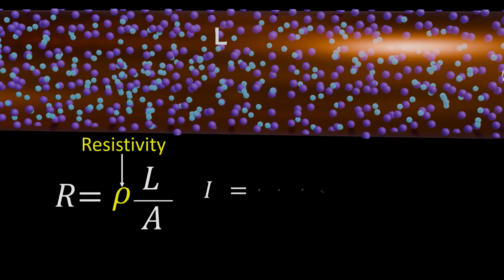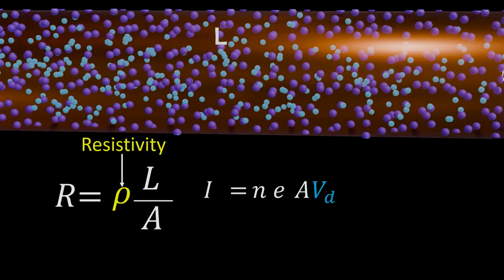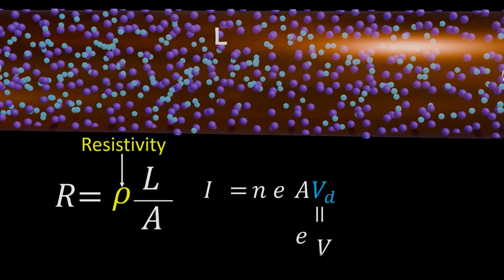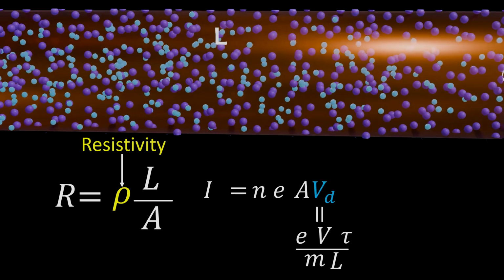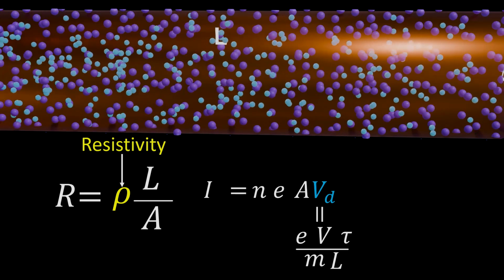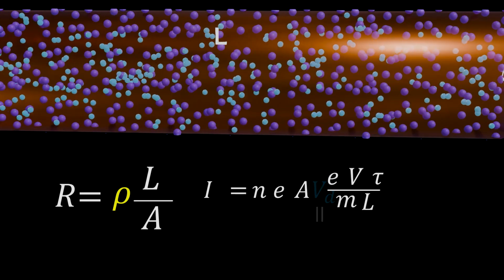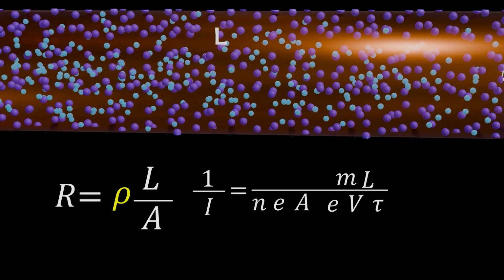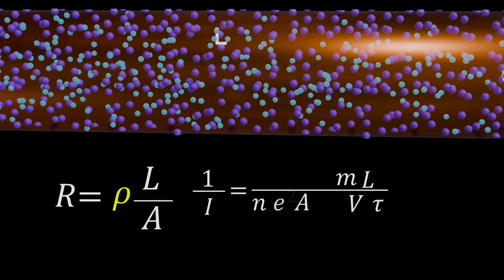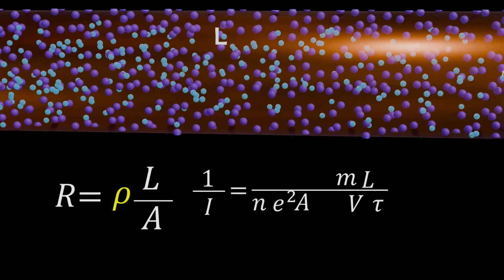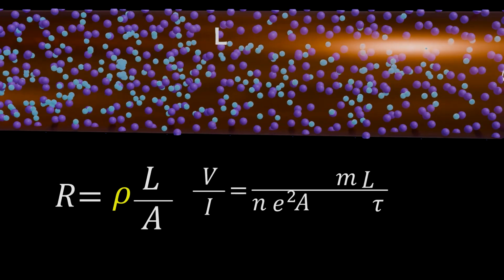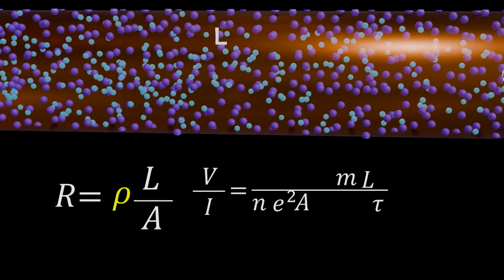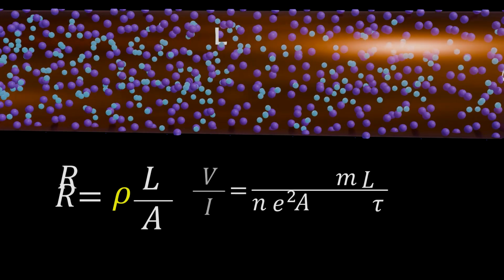I equals n e A Vd. From the previous video, we already know that drift velocity Vd equals eV tau over ml. Now if we substitute this value of drift velocity into the current equation and then invert the complete equation, we get 1 over I equals ml over n e squared A V tau. Now take V to the right side and we get V over I.